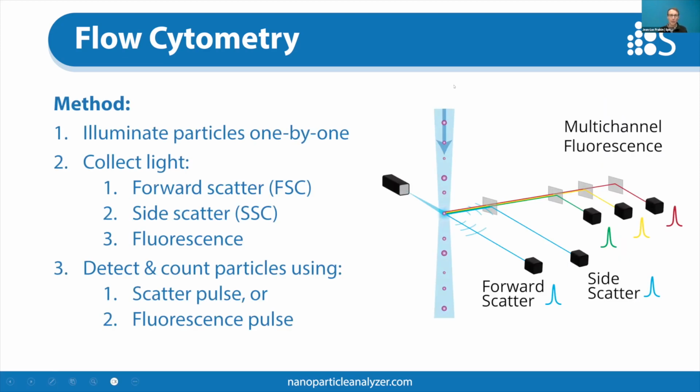Just to recap, basically the way it works, right? So particles flow down through a flow cell, and we illuminate them one by one with an excitation laser, or maybe more, right? And then we collect a couple of different kinds of light. So there's forward scatter light, side scatter light, and then there might be fluorescent light emitted from the particles as well. And in a flow cytometer, we detect and count particles using one of two options. One is to detect the pulse in the scatter signals, okay? Or we can detect a pulse in the fluorescent signal, and that's just triggering, the question is what signal to use to trigger the detection event to say, there's a particle, let's analyze it.